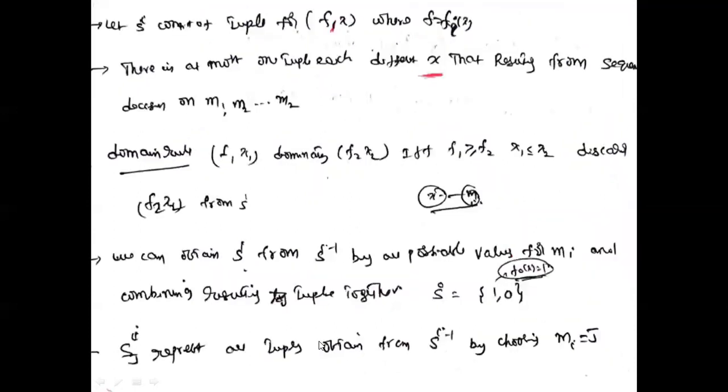First we set this up using sets. Let S power I consist of tuples f comma x, where f represents the reliability and x represents the total cost, that is, f equal to f of I of x. There is at most one tuple for each different x, that is, for each different cost value resulting from the sequence of decisions on M1, M2, M3.